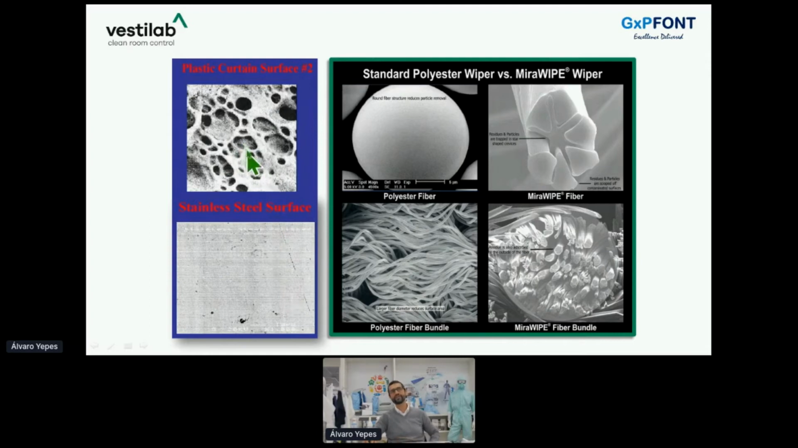So imagine, for example, you have vinyl curtains in any area in your facility, a Class C area or some transfer areas. This is the look of vinyl in the microscope. And this kind of material will be able to get into these crevices or the scratches in the stainless steel efficiently, but polyester is very unlikely to be capable of doing that.